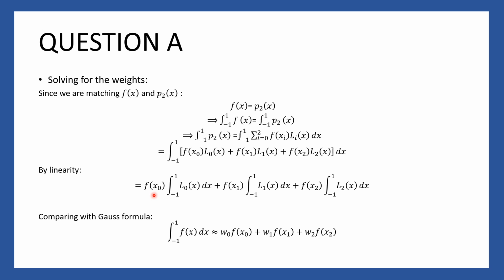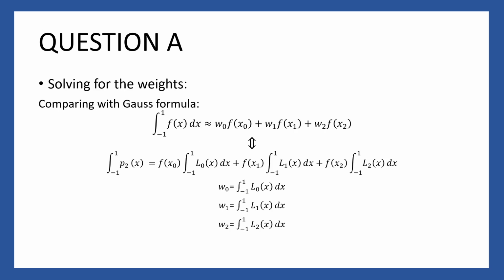We have our f of x0 here, and we also have it here. We have our f of x1 here, we also have it here. And we have our f of x2 here, and we also have it here. So it implies that W0 is actually the integral of L0 of x dx over minus 1 to 1. W1 is our integral of L1 of x dx over minus 1 to 1. And W2 is equal to our integral of L2 of x dx over minus 1 to 1.